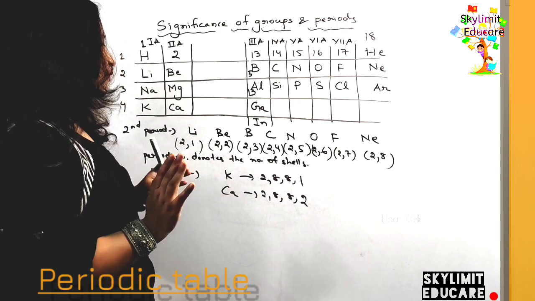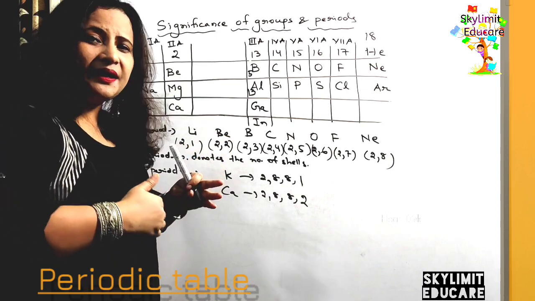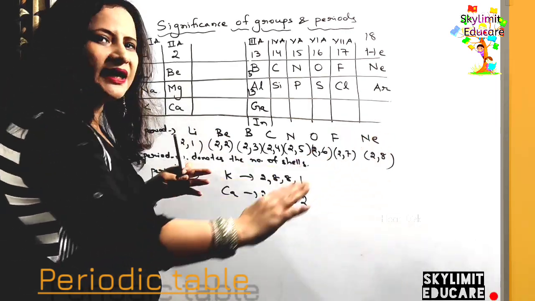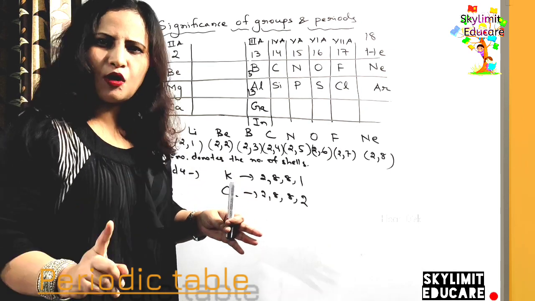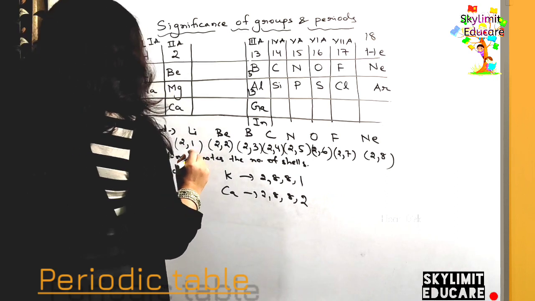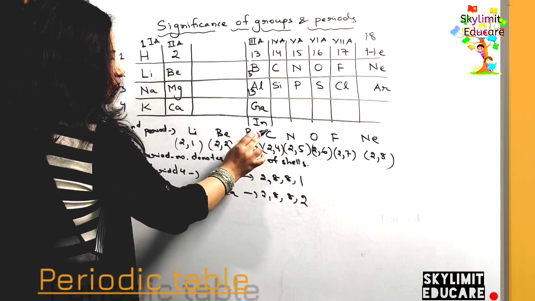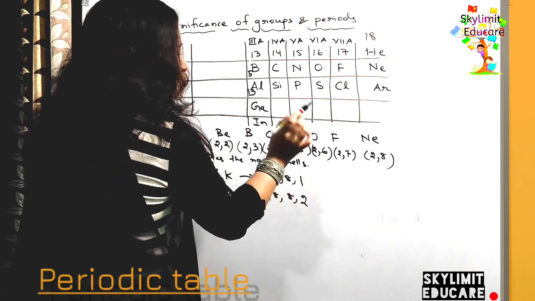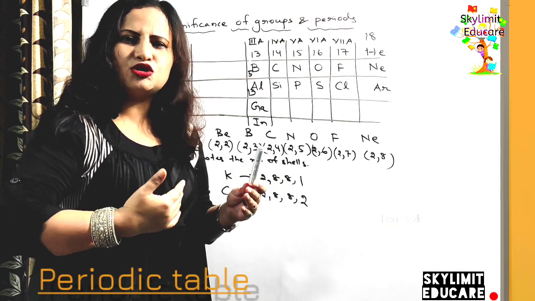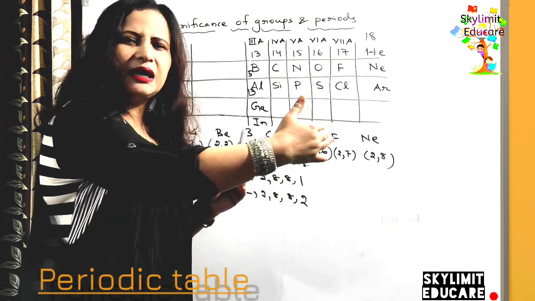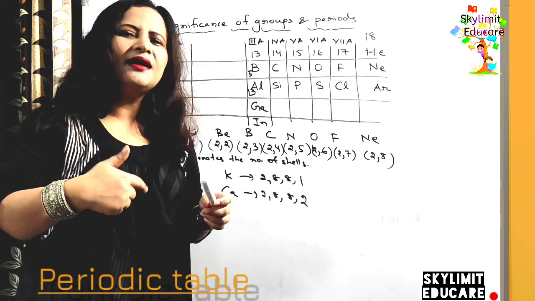And one more thing, students, what you can conclude from here is that the number of valence electrons is arithmetically increasing as you move along a period. They have the same number of shells, there is no doubt about it. But you can see here, the number of valence electrons in lithium is 1, in beryllium 2, boron 3, carbon 4, nitrogen 5, oxygen 6. So there is an arithmetic increase in the number of valence electrons as you move from left to right along a period.